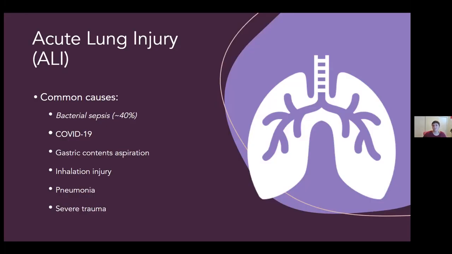Another interesting one would be gastric contents aspiration. So what that means is when someone is laying on their back and they vomit and then they inhale that vomit, the acid and the food contents can cause lung injury. And similar to that, there are inhalation injuries. So this is if you inhale something that you just really shouldn't, like bleach. Then there's pneumonia, which is a syndrome where the lungs start to fill up with fluid. And then lastly, there's severe trauma. So if you got hit in the chest really hard, or if you got in a car accident and got a chest injury, that can also cause acute lung injury.